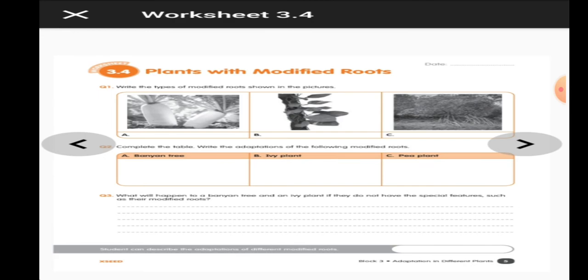Okay children, now the third question: what will happen to a banyan tree and an ivy plant if they do not have special features such as their modified roots? If a banyan tree doesn't have prop roots, the extra support will not be given to it and the tree cannot stand erect. It will fall down. Whereas in the ivy plant, if the climbing roots are not present, it cannot climb its support. It would have to crawl on the land, which is not even possible for it. So it too can't exist.